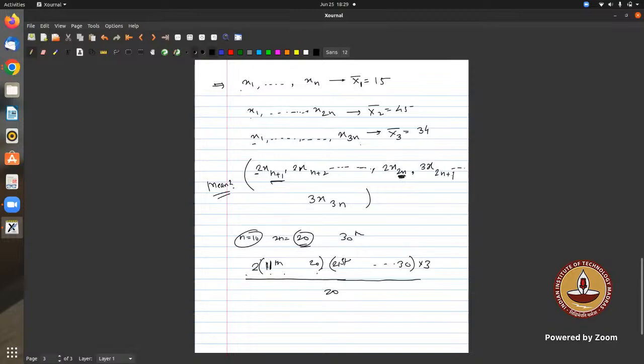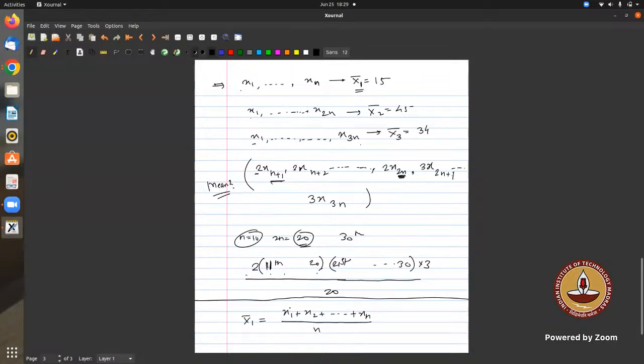Okay, I will keep it here as it is, and we'll look into this. Now we'll think about it in terms of n. What does x1 bar equals 15 mean? How will I write this? x1 bar equals x1 plus x2 and so on up to xn, divided by n, equal to 15.